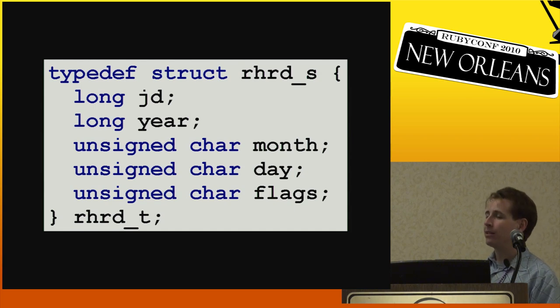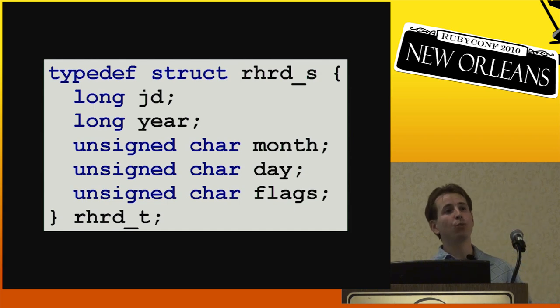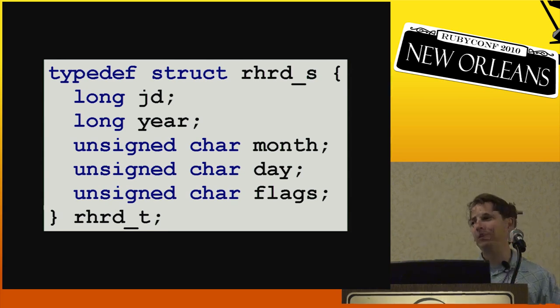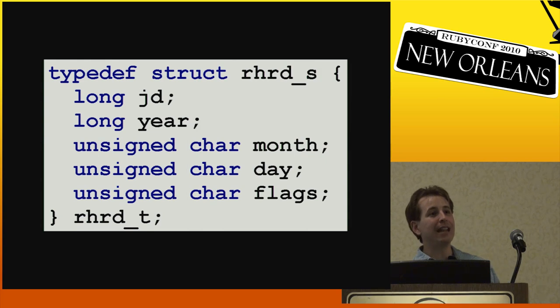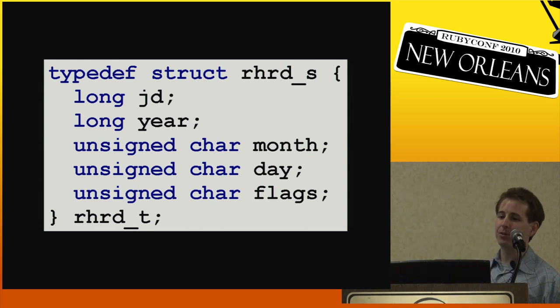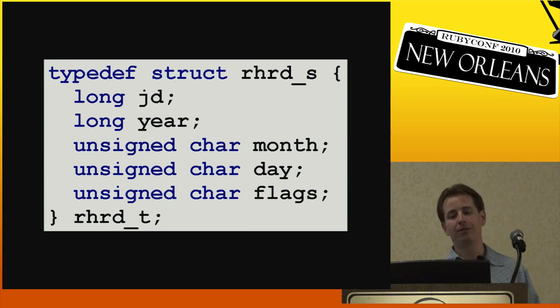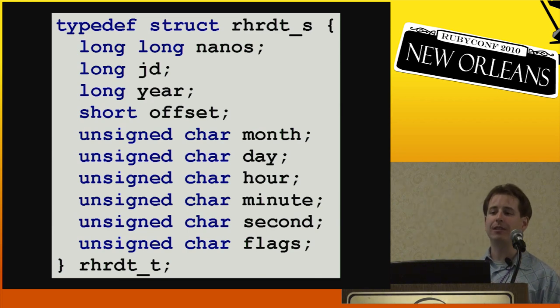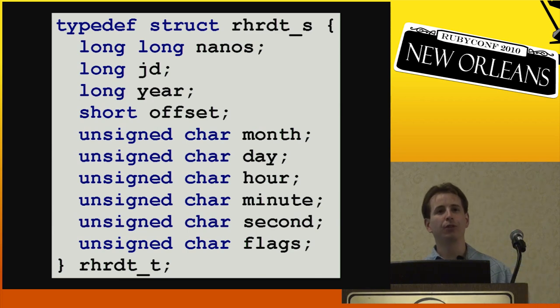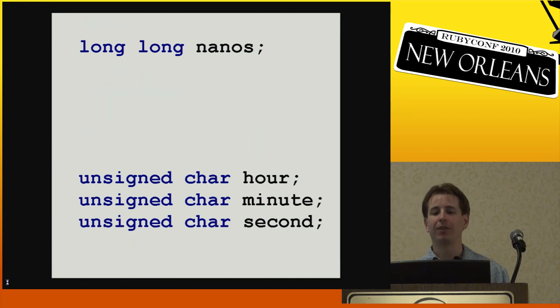Another trade-off is that because the C structure is used, there is a range limitation. Home Run has only about a 10 million year date range on 32-bit systems. Now, I find this limitation is not an issue for most people, especially considering that the use of the Gregorian calendar means that Home Run is not suitable for dates before 1582. Now, Home Run uses a different structure for date times. It stores the same fields as dates, but adds additional fields for storing the time and the time zone.